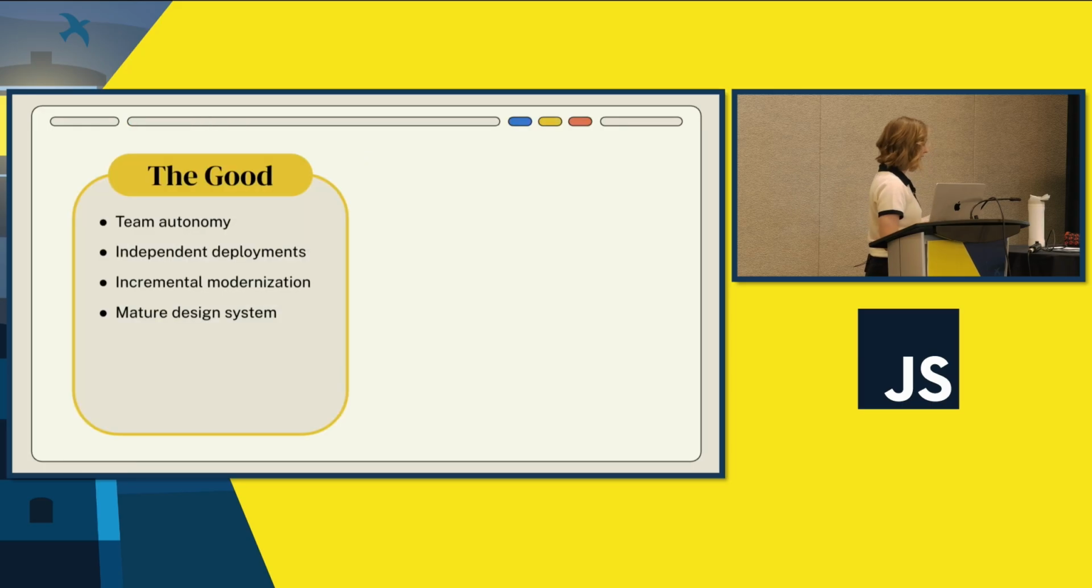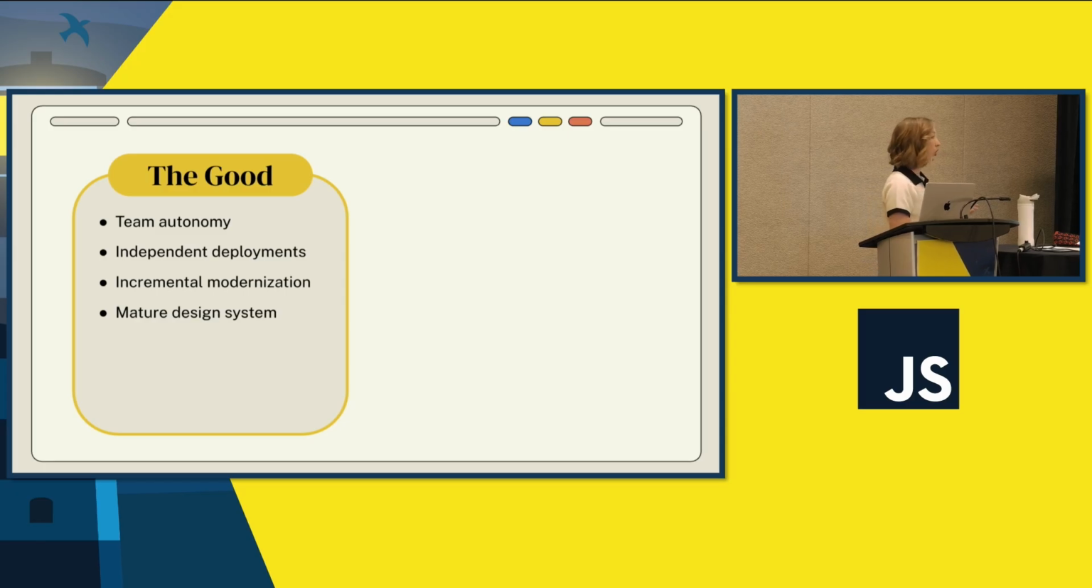Not everything about this conglomerate setup was bad. So there were some good things going on. We had a lot of team autonomy. Teams could deploy independently, so you weren't worried about who was merging what. You could deploy just your application. And it gave us a system for incremental modernization. So again, we had both Ember and React, and we were moving toward React, but we didn't need to pick everything up and move it over quickly. We could take our time. We also had a mature design system in place. So we had styled components we could share between our applications and design tokens that we could share to make sure that everything looked like the same application, even if it didn't feel like the same application.